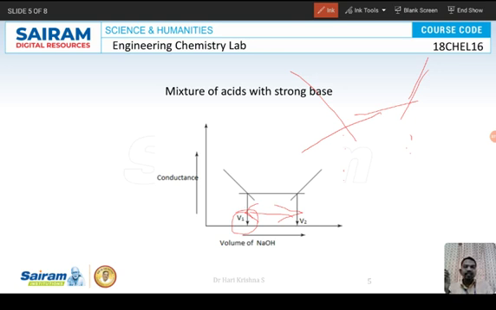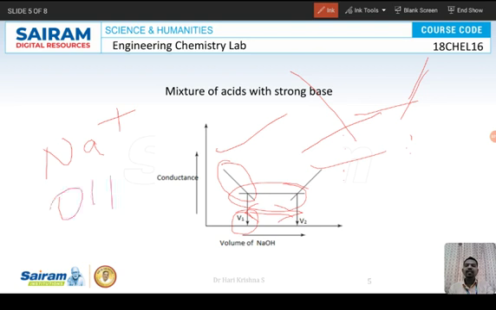You can see this curve. This curve represents the decrease in conductance. This is for HCl. This is for acetic acid. And what is this? When both the acids are neutralized, what will happen? Extra added NaOH will remain in the beaker as Na plus and OH minus. The mobility of OH minus is very much greater than the mobility of Na plus. As the concentration of OH minus ion increases, the conductance also will increase. This is represented by this.